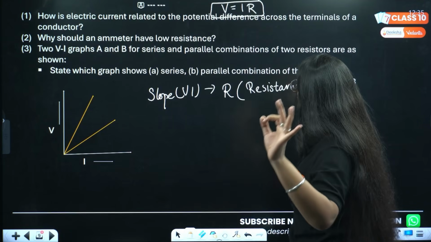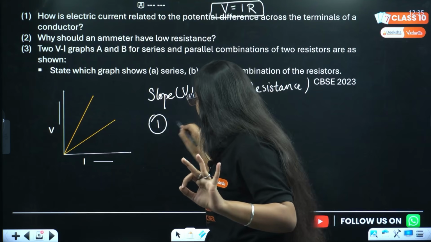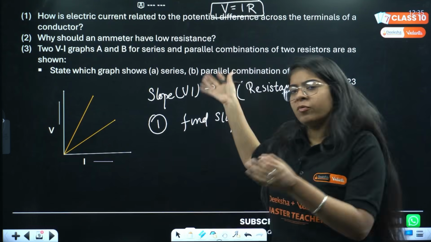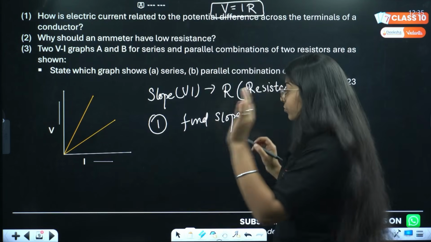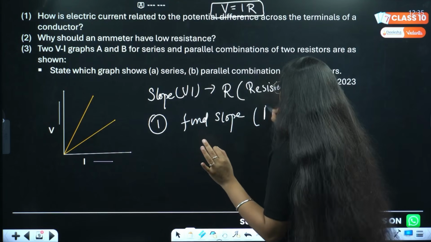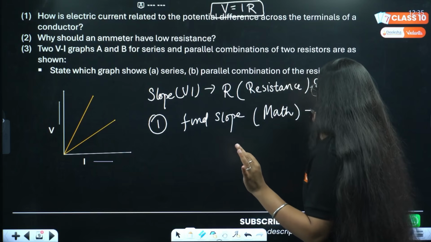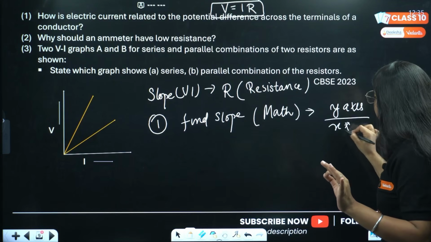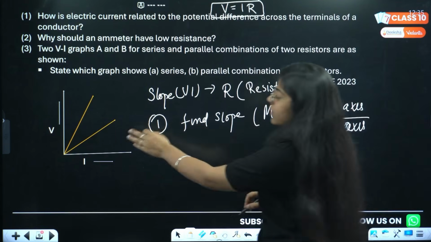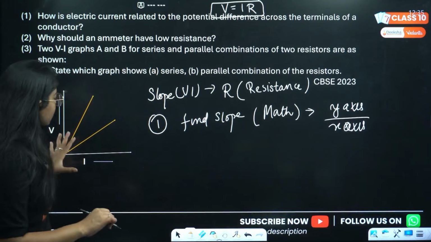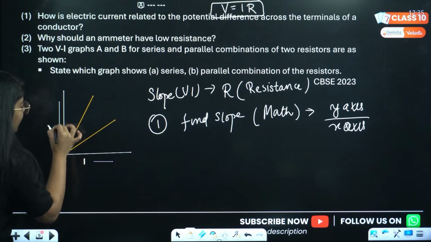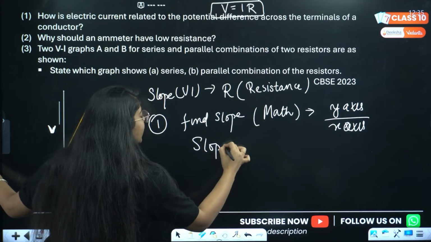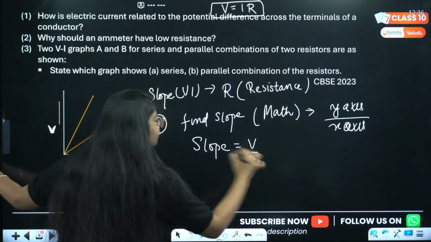So you need to follow 3 steps. First step is to find the slope of the graph. Ma'am, slope of graph is R? No, not every time. Find the slope from this. From math, we know that slope of graph is the component of y-axis divided by the component of x-axis, right? So let us find the slope. Understand it very carefully. On the y component we have V, on the x component we have I. That means slope comes out to be V divided by I, right?